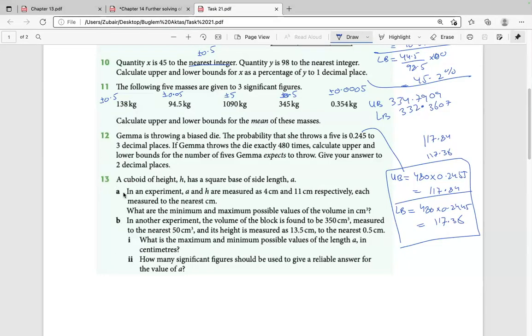Last one. A cuboid of height h has a square base of length a. In an experiment, a and h are measured as 4 centimeters and 11 centimeters respectively, each measured to the nearest centimeter. What are the minimum and maximum possible values of volume?